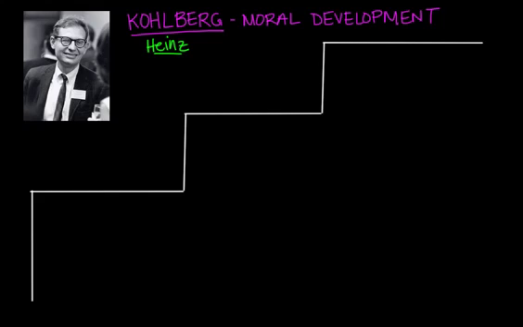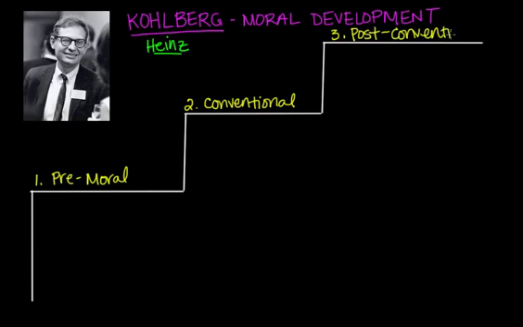So after compiling and analyzing all of the responses that the children gave, Kohlberg identified 3 distinct levels of moral reasoning. The first of these is the pre-conventional or the pre-moral stage. The second is the conventional stage. And the last is the post-conventional stage. So I've set this up kind of like a ladder. I guess it looks more like a bunch of steps, but think of this as the ladder of morality.